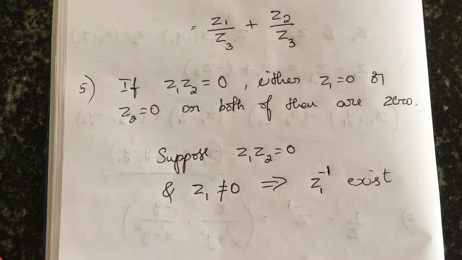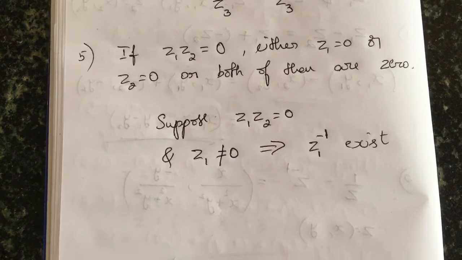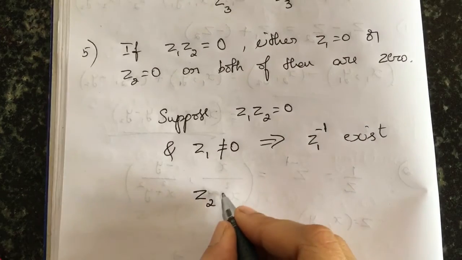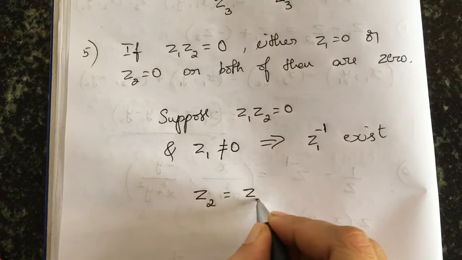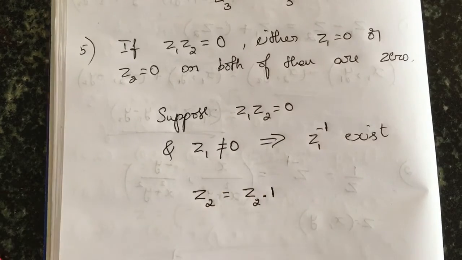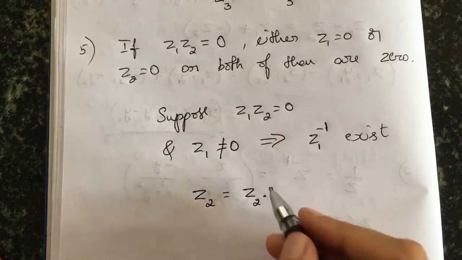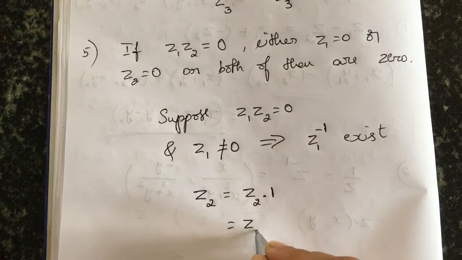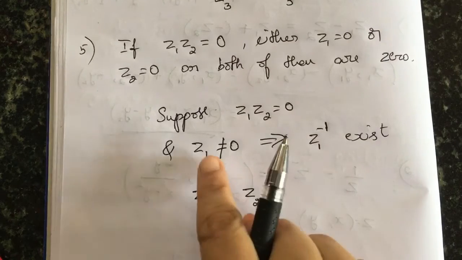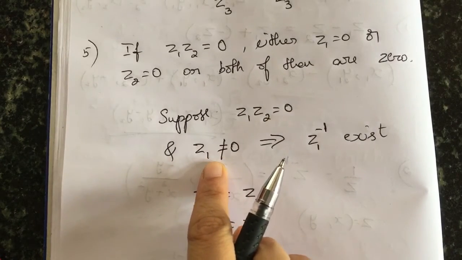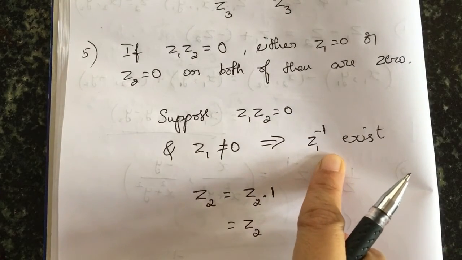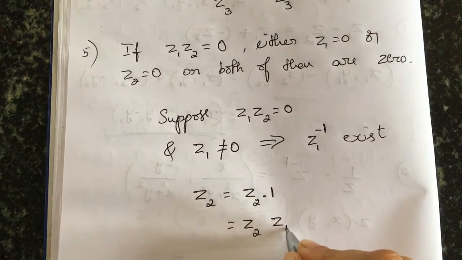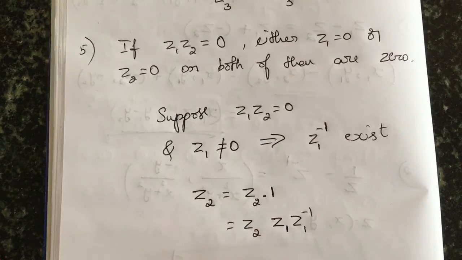So now I have to prove z2 is equal to 0. Okay, I can write z2 as z2 into 1, right? Purely real number I am taking. Z2 can be written as z2 into 1. Now what is 1? Since I know that z1 is not 0 and z1 inverse exists, 1 I can replace it by z1 into z1 inverse, right?